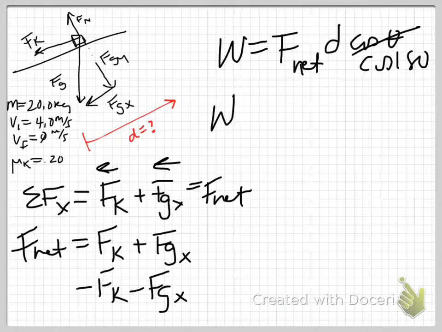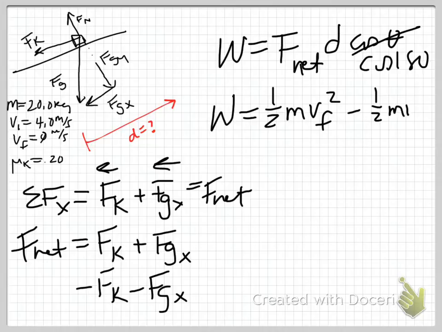Well, we also know that the work on the object is equal to 1/2 m vf squared minus 1/2 m vi squared. And we know that we're looking for the point at which it stops. So we're looking for the point at which that zeroes out and disappears.